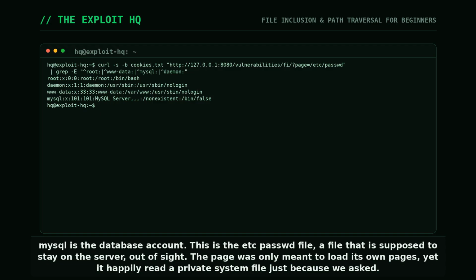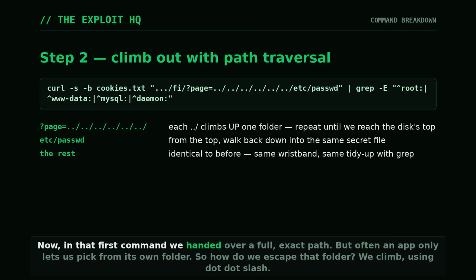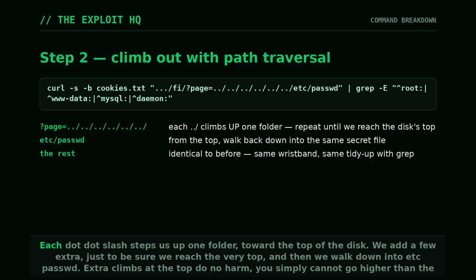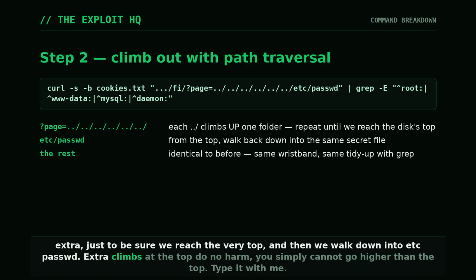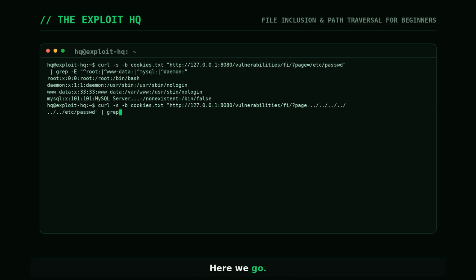Now in that first command we handed over a full exact path, but often an app only lets us pick from its own folder. So how do we escape that folder? We climb, using ../. Each ../ steps us up one folder toward the top of the disk. We add a few extra just to be sure we reach the very top, and then we walk down into etc/passwd. Extra climbs at the top do no harm, you simply cannot go higher than the top. Type it with me. Here we go.